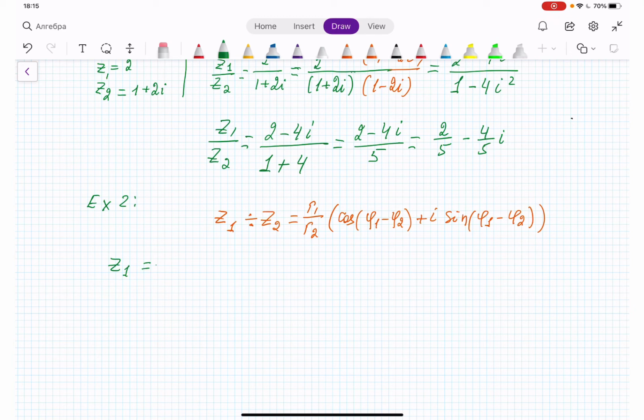So we have z1 equal square root 2 times cosine pi over 2 plus i sine pi over 2.